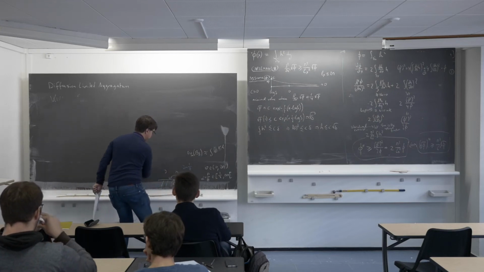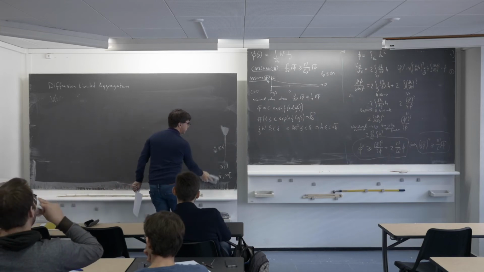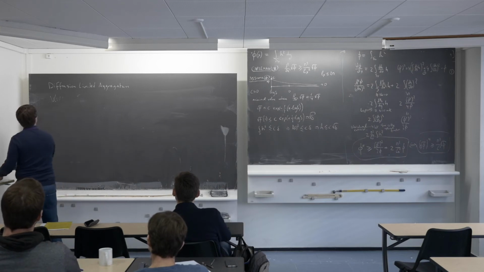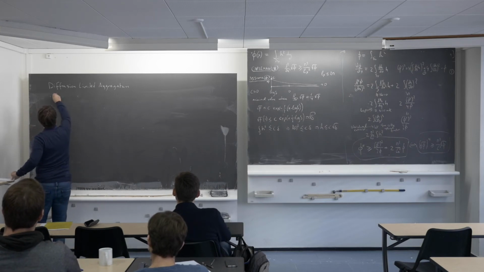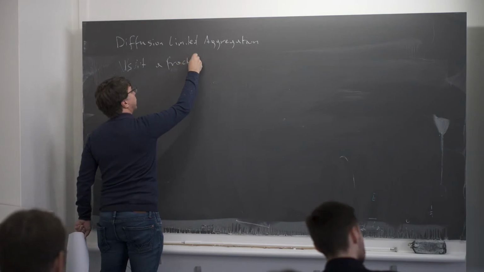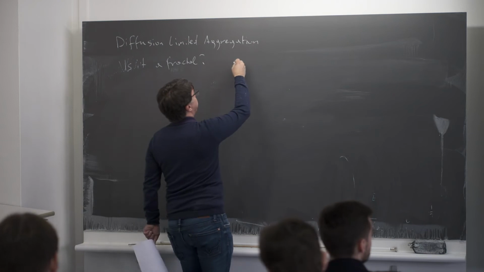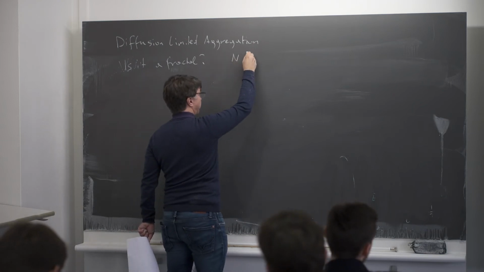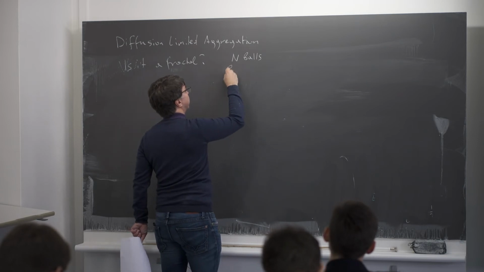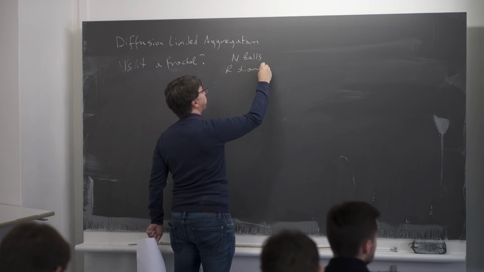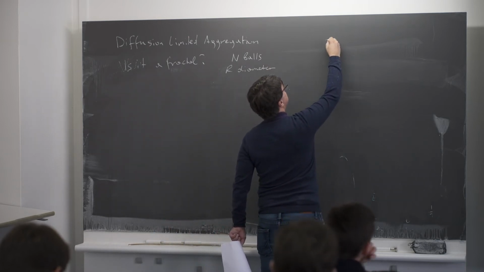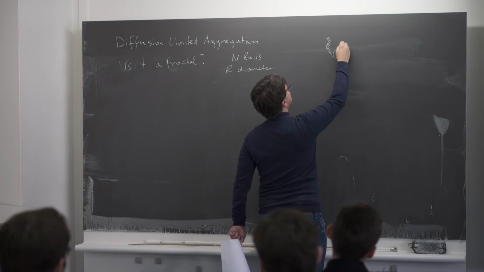So people were asking, physicists were asking whether DLA is a fractal. So is it a fractal? So suppose that you have an aggregate of n balls and diameter r. So you have this sort of sticky thing.